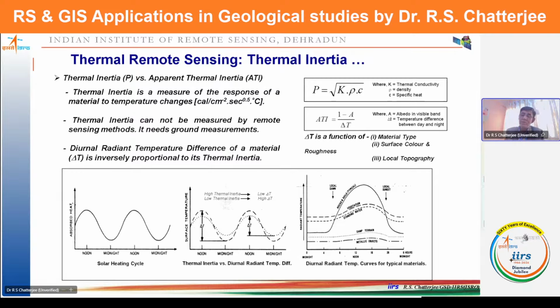But now, depending on the material characteristics, thermal inertia property, this material temperature change can be high, can be low. That is the characteristic of the material. So 1 minus A by delta T, whatever the value we get, that basically represents the thermal inertia. But it is not the actual thermal inertia. Actual thermal inertia is square root of K rho C. K is thermal conductivity, rho is density, and C is specific heat. And this is also thermal inertia, but not the actual one, though very close to that, and it is known as the apparent thermal inertia.